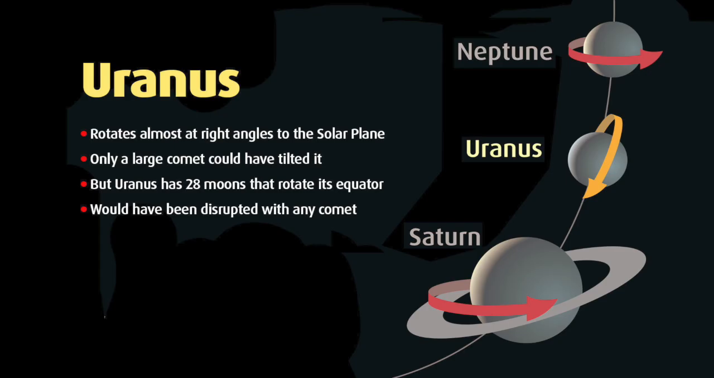And what about Uranus? Well, it's possible that Uranus could have been tipped on its axis by a comet or some other gravitationally large enough body, but Uranus has 28 moons, and they still rotate the planet around its equator. So if something came and tipped Uranus, it would have thrown those moons out of orbit or had them crash into the planet, or in any case, they wouldn't be spinning on the same axis as the planet. So that doesn't make sense.